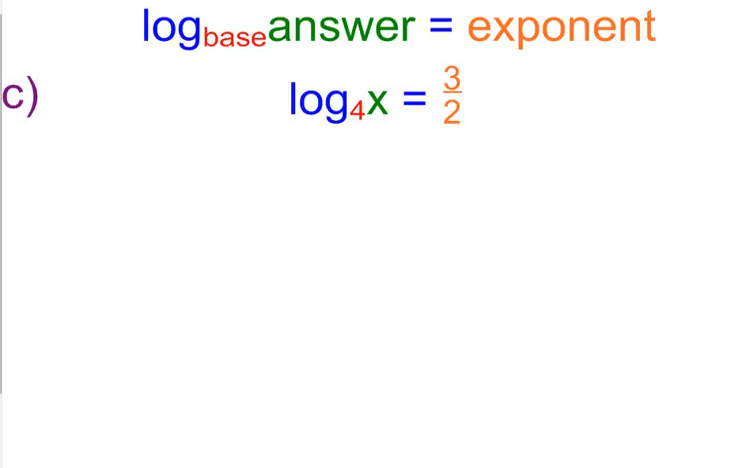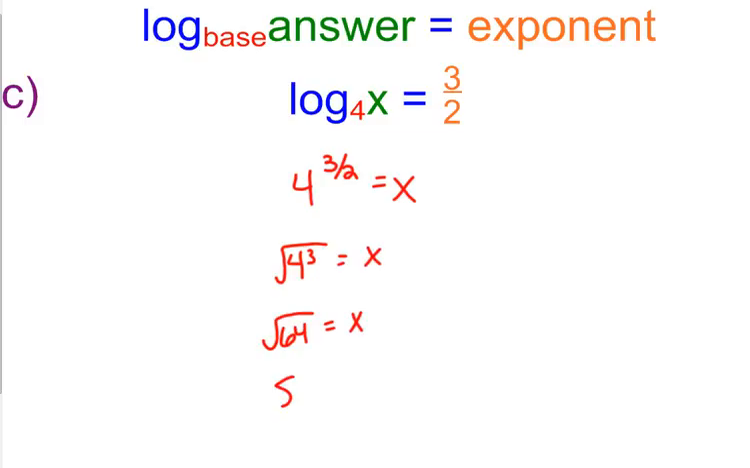Letter C, we'd have 4 to the 3/2 equals x. If you punch this in your calculator, you're going to get an answer. Or you could write this in radical form, the square root of 4 cubed. Well, the square root of 4 cubed is 64. Square root of 64 is 8. Oops, let's make that an x.